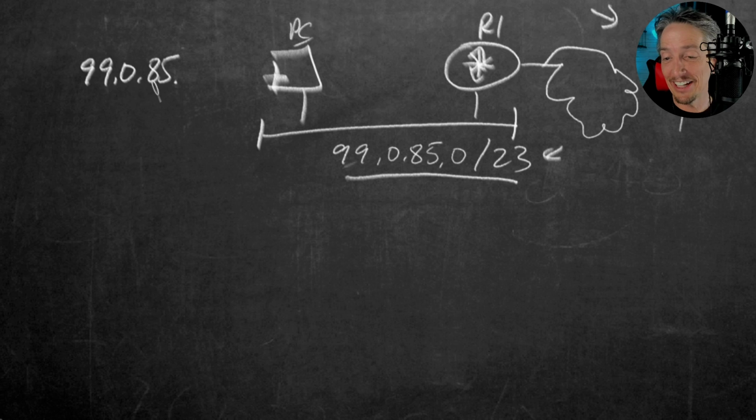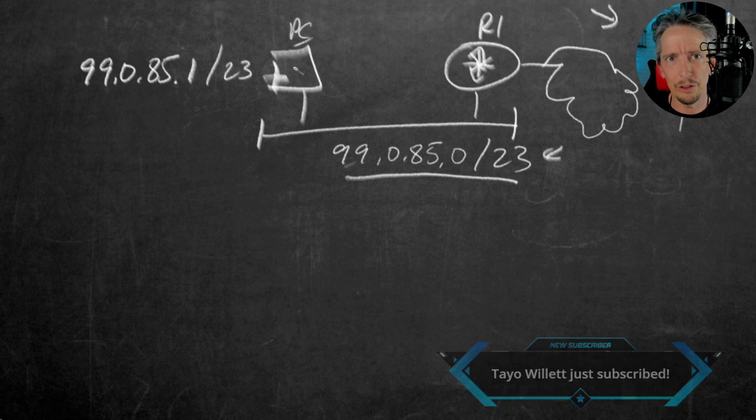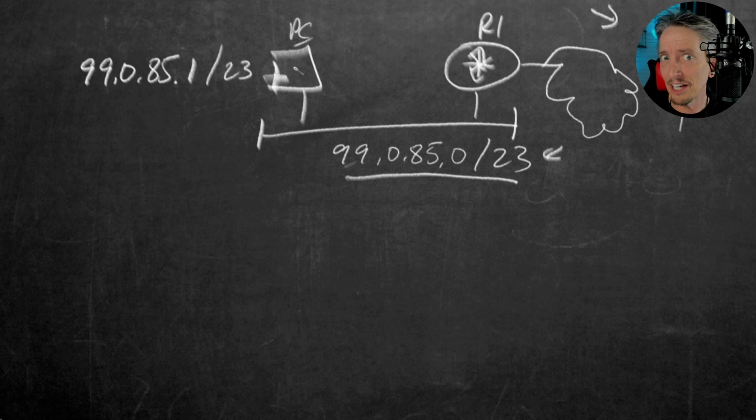So, 99.0.85.0. Let me back that off one note. I need one more hand. There we go. 85 dot, and let's use .1 with a /23. So if we went to that PC and looked at it, if it's a Windows computer, it'd be ipconfig. That'll show us the IP address and the mask. If it was Linux, we'd do ifconfig, or on a Macintosh at the CLI, it'd be ifconfig, or we could use the respective GUIs on those platforms as well.